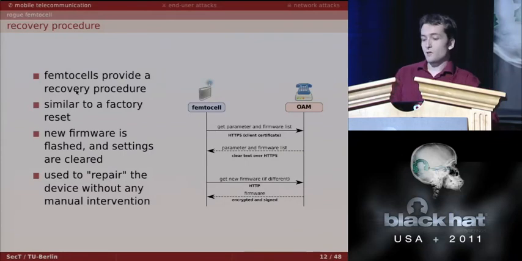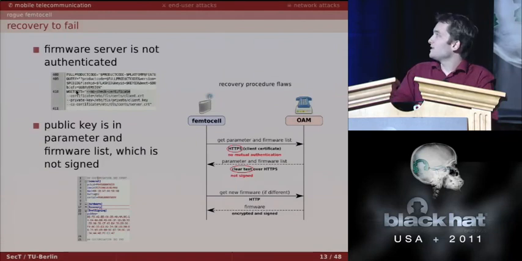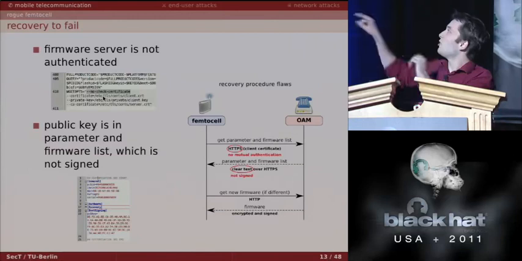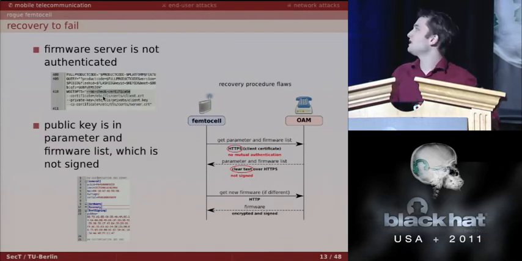We exploited this one because it has some flaws. The firmware list and the parameter list to configure the femtocells is downloaded over HTTPS. But as you can see with the mouse here, they provide a server certificate, but they don't use it at all. They don't check the server certificate. So we just provide our own operation, administration, and maintenance server that could provide the firmware list. You just have to install some DNS, HTTP, NTP, and so on.